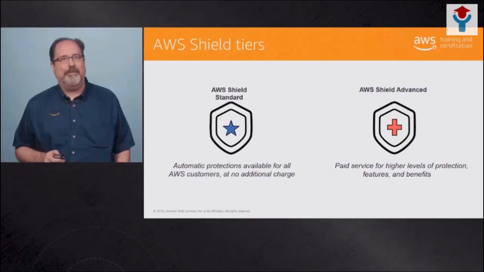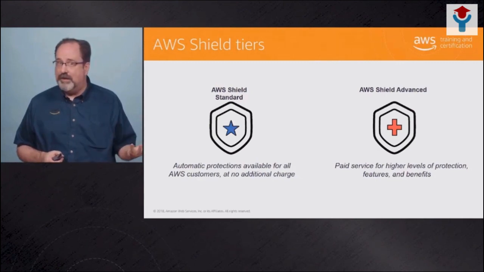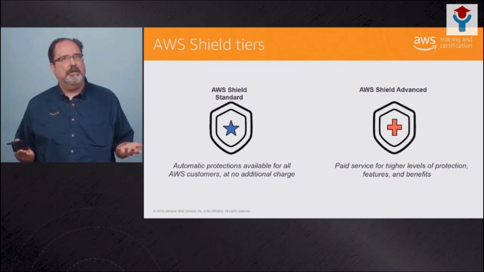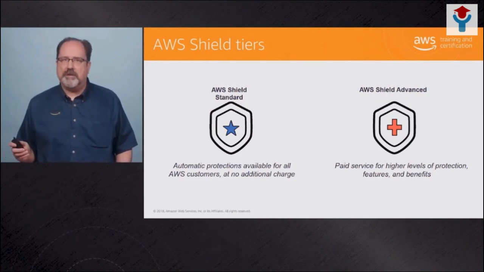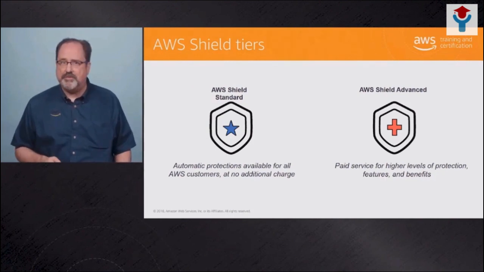AWS Shield can help you overcome these challenges. The service offers two protection options: AWS Shield Standard and AWS Shield Advanced. The standard version provides automatic protection for all AWS customers at no additional charge. The advanced version gives you 24/7 access to a DDoS response team and gives you additional capacity to protect against larger attacks. Let's examine each service tier in more detail.